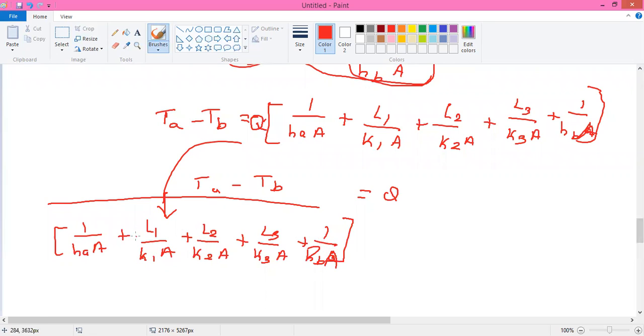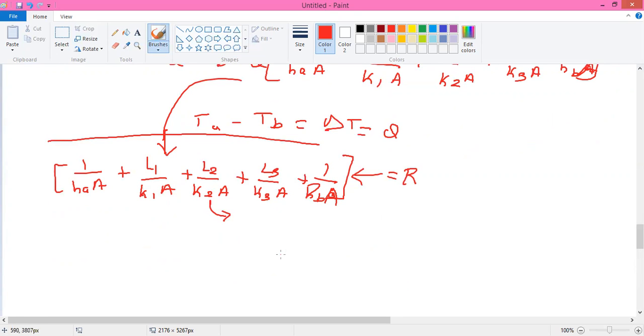Okay. So where we take the value L by KA, that is the thermal resistance. So the thermal resistance for the composite wall is R, and the numerator is called delta T. This is the final formula: Q is equal to delta T divided by R. This is the same formula, but it is a composite wall because various elements are present, with distances L1, L2 and L3. So you can use a similar formula, but the elements are different.